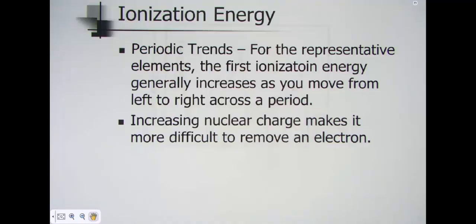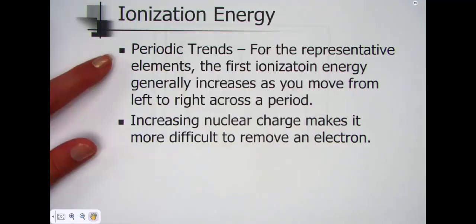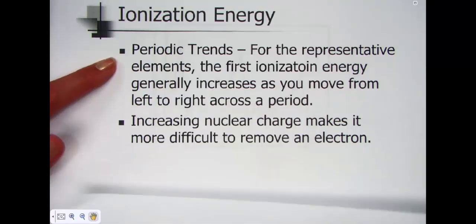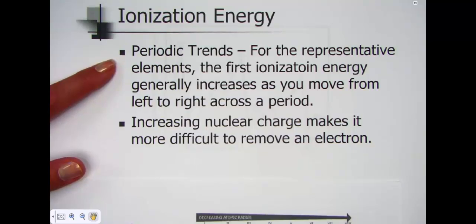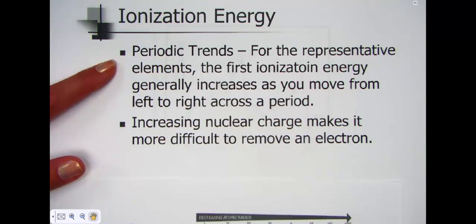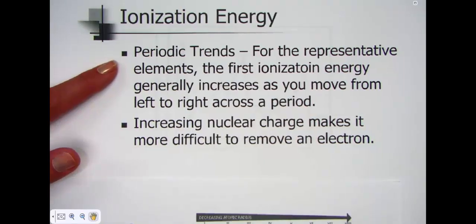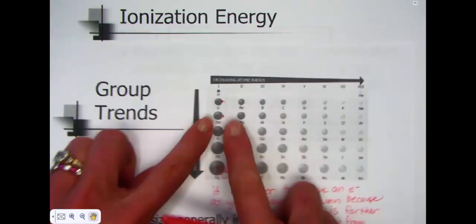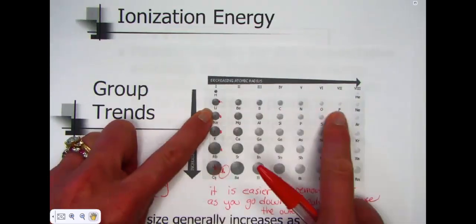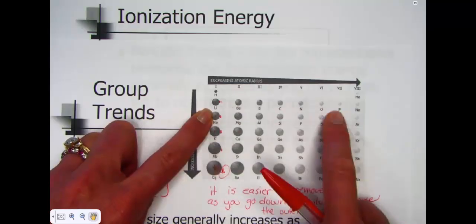What about a period trend? Ionization energy, the ease at which we lose electrons. If we're thinking about rows going across our periodic table, the periodic trend are the rows going across. For representative elements, the first ionization energy increases as you move from left to right across the period. Remember, because the atoms get smaller as you move from left to right, it becomes increasingly more difficult to remove an electron. As we move across a row from left to right, the atoms become smaller.